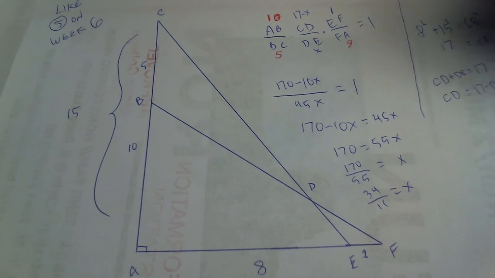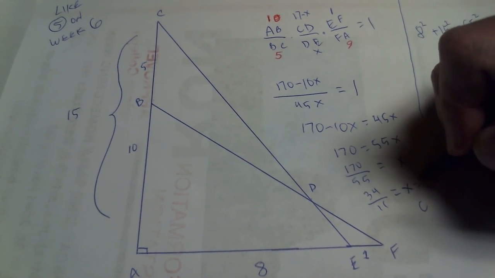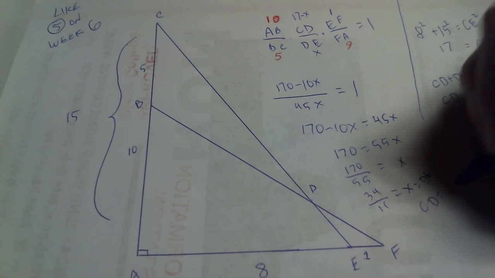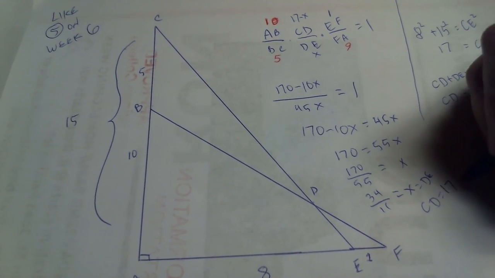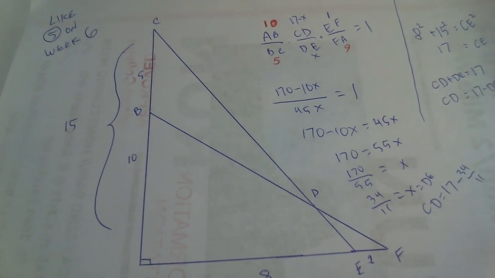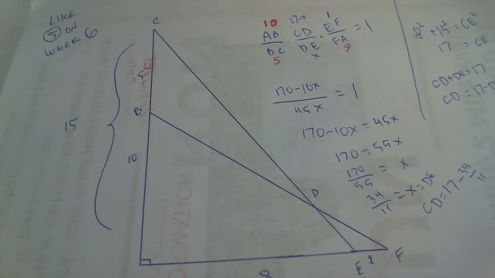And so CD, that's DE. CD has to be the hypotenuse, 17, minus 34 over 11. And I'm going to stop there. If this was to hand in, I would finish that equation. But it all fits on the page there, and that's sort of readable. And that's 5 points.